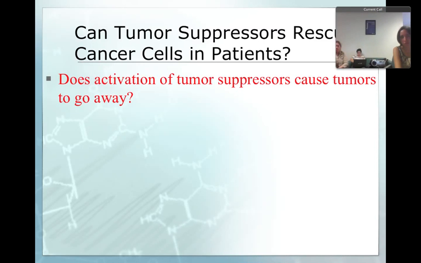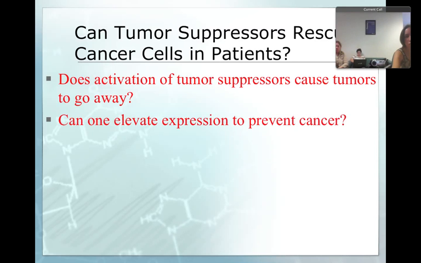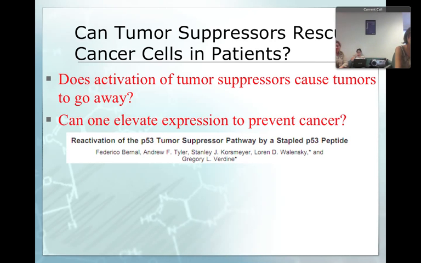So people have looked at it. Does activation of tumor suppressors cause tumors to go away? It's still a very active area of research. Or conversely, before we even get cancer, wouldn't it be smarter to just turn p53 up all the time so you don't get cancer to begin with? Okay, so that's a good idea. And so people have looked at these things and are continuing to do so. It's not done by any means. People are still looking at this. So they've tried to reactivate p53 using the CRISPR technology.